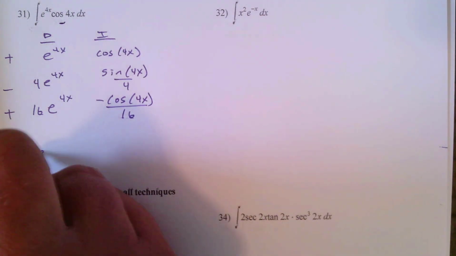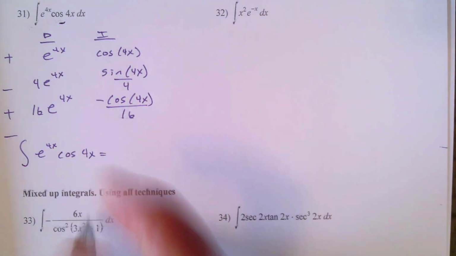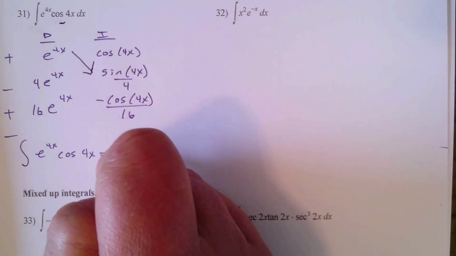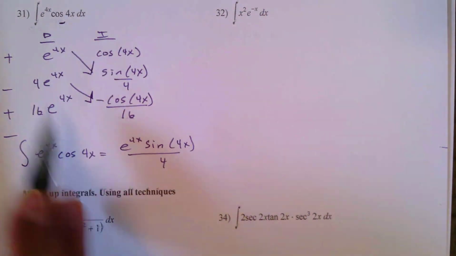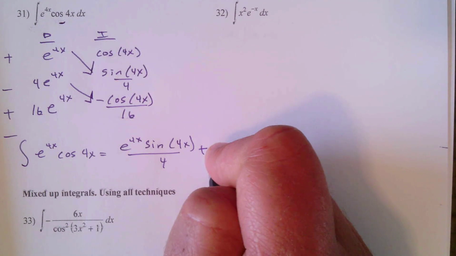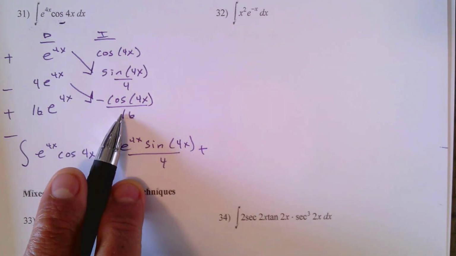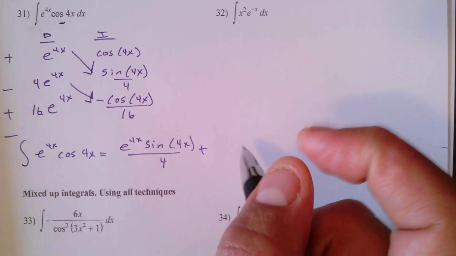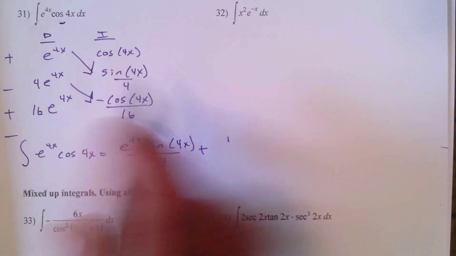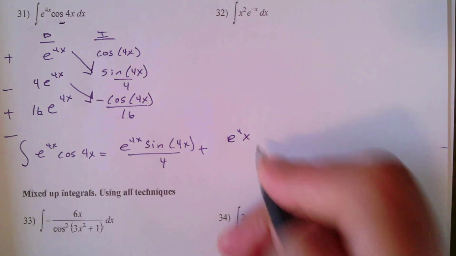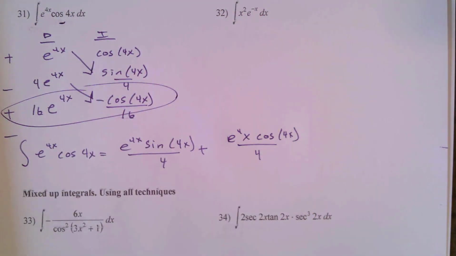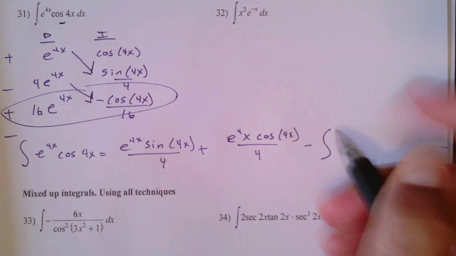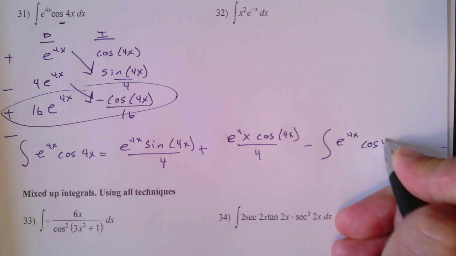So our original integral of e to the 4x, cosine of 4x, is equal to u times v, which is e to the 4x sine of 4x over 4. Here's the next term, a negative times a negative makes it a positive. 4 over 16, that's going to reduce down to 1/4. And we have e to the 4x cosine of 4x over 4. And then we have this integral at the end. The 16s would cancel out, so we have minus the integral of e to the 4x cosine of 4x dx.